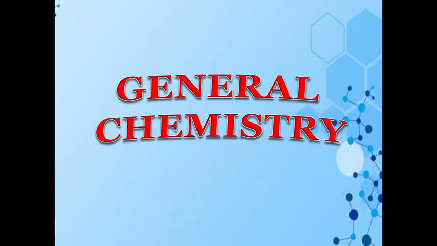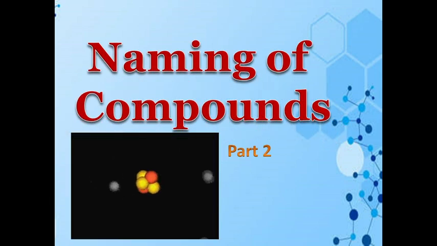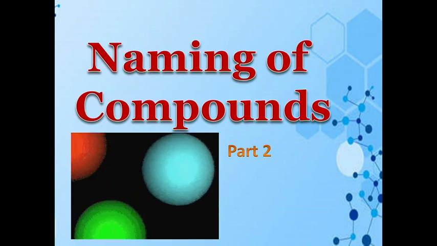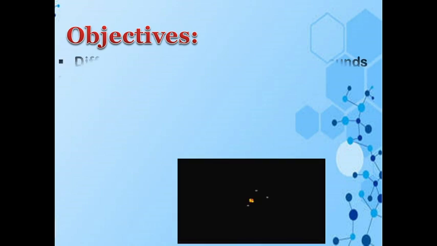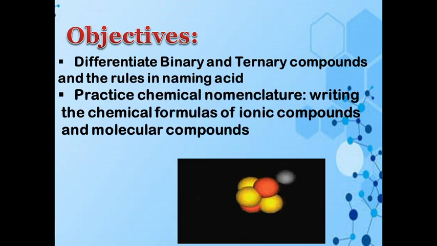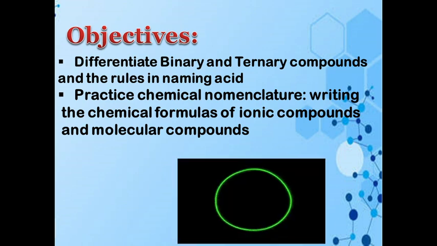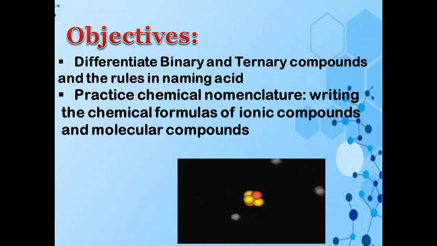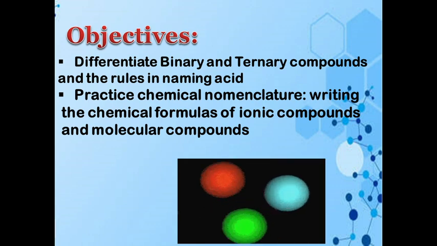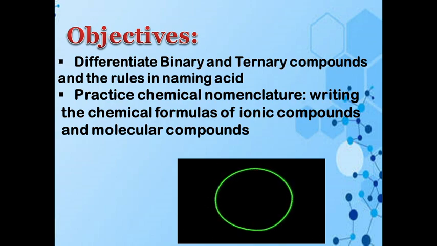For today, we are going to continue part 2 of naming of compounds. Our objectives: number 1, differentiate binary and ternary compounds and the rules in naming acids, and practice chemical nomenclature, writing the chemical formulas of ionic compounds and molecular compounds.